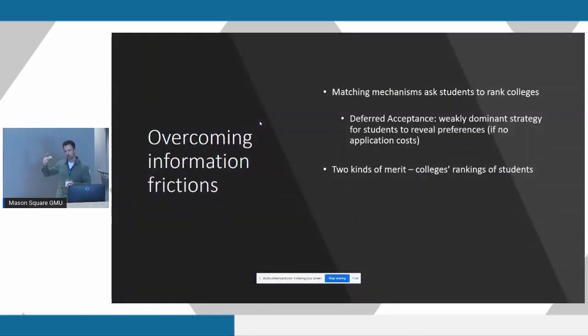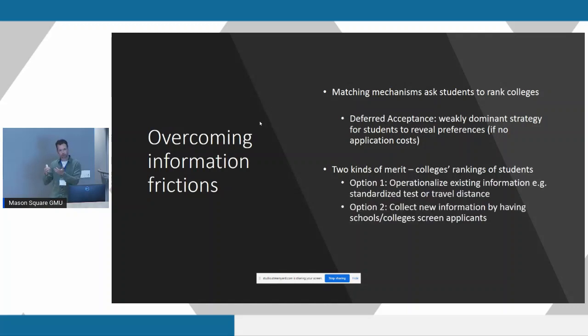Just a comment on the first problem, the lack of information about the preferences. That is solved by the choice of mechanism. I don't know if you're familiar with it, but the mechanism called deferred acceptance, for which a Nobel Prize was given 10 years ago, actually solved this problem in an ordinal sense. But it does not solve it in the sense that schools do not get to know who are the most qualified applicants. So there's still another information problem present.